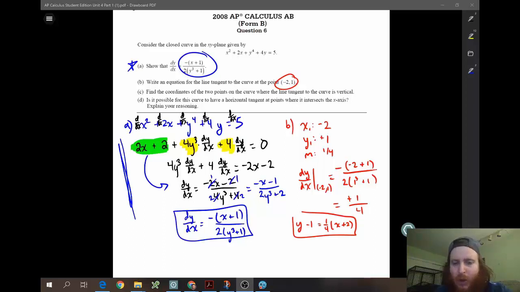It's worth 9. So 4 out of 9 is almost half. So you got 1 point here for getting the correct slope, for getting the 1/4. And then you also got 1 point for the final equation. And on the first one, you got your 2 points.